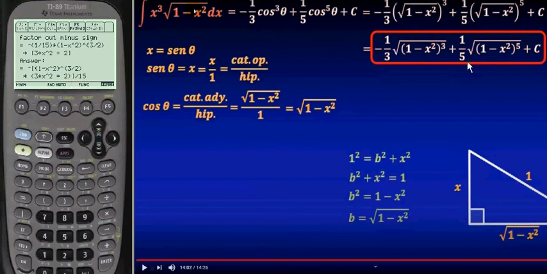Now notice this problem, you can get the common denominator of 15 here, but I don't know where they get the square root of really, because this is 1 minus x squared to the 5/2, so I don't know where they get that from. And this is correct. I'm going to show you why.